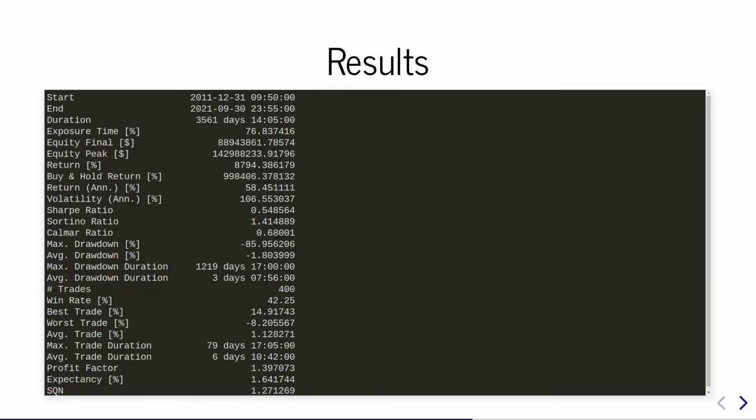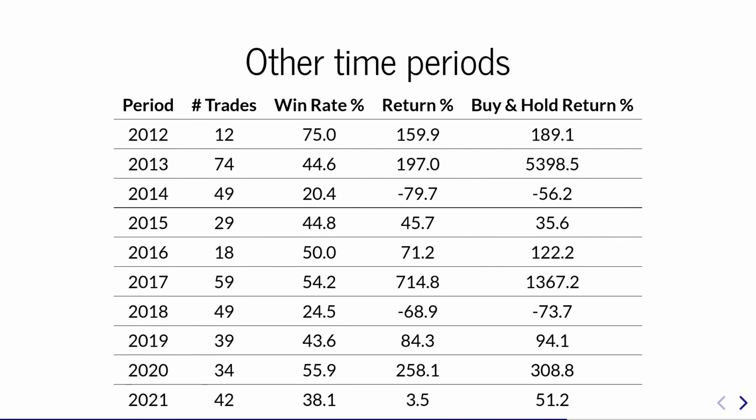And these are the results. We can see we made 400 trades. Our win rate was not really great, about 40%, but we were in the positive in terms of return. We made about 9,000%. And I tested this strategy with other time periods from 2012 to 2021.